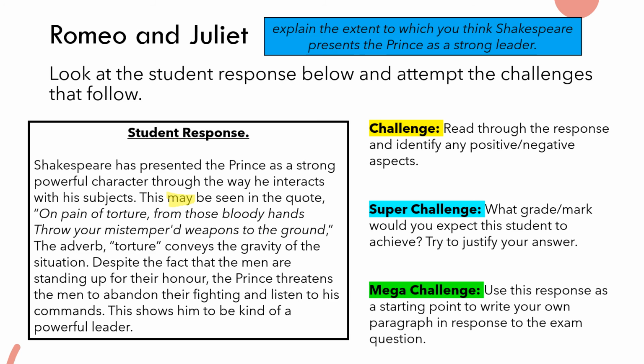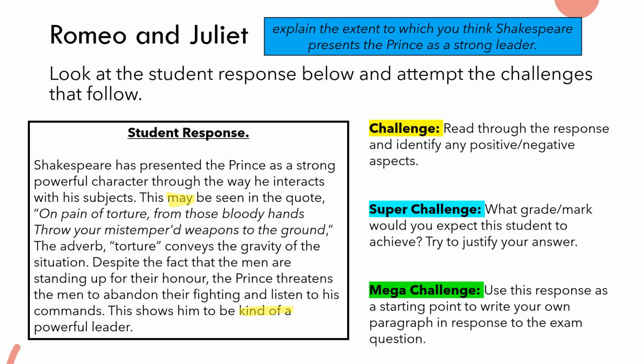Again, at the end here as well, "this shows him to be kind of a powerful leader." What does that mean? How can you be kind of a powerful leader? You're either a powerful leader or you're not. Again, using this kind of language makes it seem a little bit juvenile, a little bit like the person is a bit unsure of themselves.